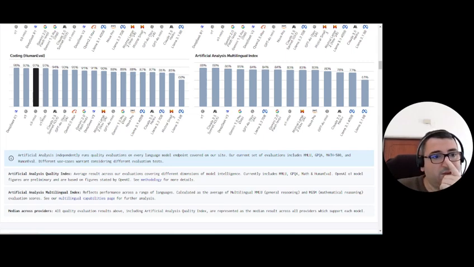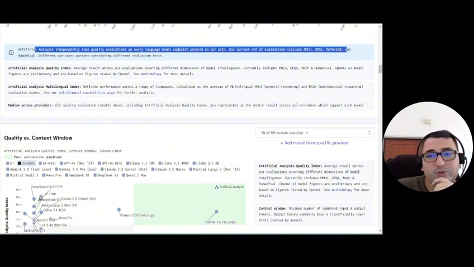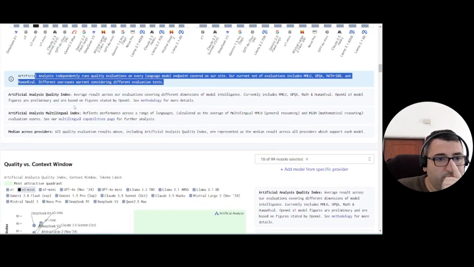Basically, I'm very curious to understand further why Artificial Analysis runs quality evaluation on every language model and endpoint covered on our site. Our current set of evaluations includes MMLU, GPQA, MATH 500, and HumanEval. Different use cases warrant considering different evaluation tests. Okay, this explains a bit. What about graphs?